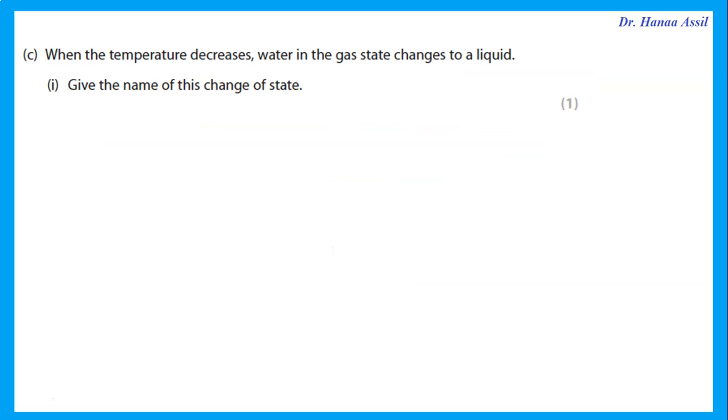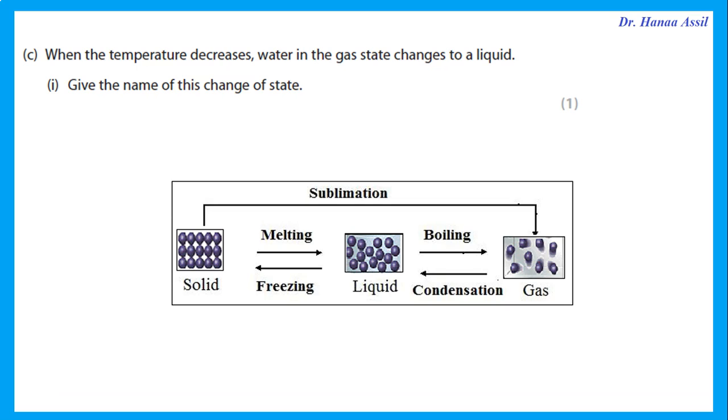When the temperature decreases, water in the gas state changes to a liquid. Give the name of this change of state. Remember, when he's asking for the name of a change of state, your answer is either melting, boiling, condensation, freezing, or sublimation. So what are we talking about here? Water in the gas changes to liquid. So gas changes to liquid. Remember, change of gas to liquid, that is called condensation.